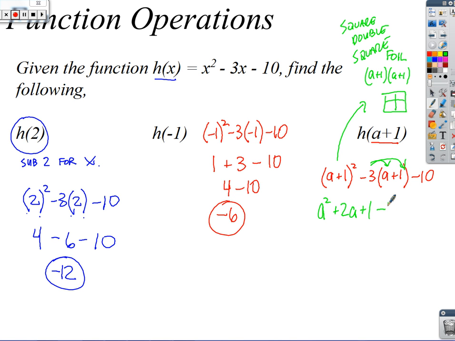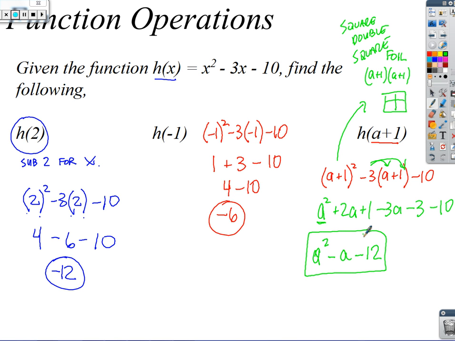Distribute the negative 3, so negative 3a, minus 3, minus 10. And then I simplify. A squared is the only a squared, so it stays by itself. 2a and minus 3a makes minus 1a. 1 and negative 3 makes negative 2. Negative 2 and negative 10 makes negative 12.